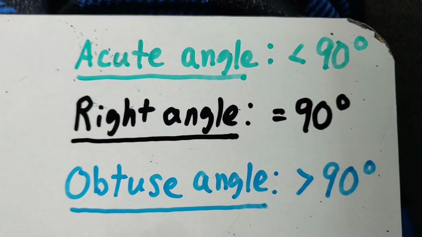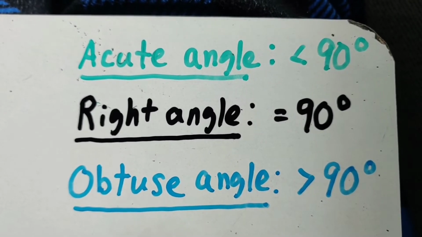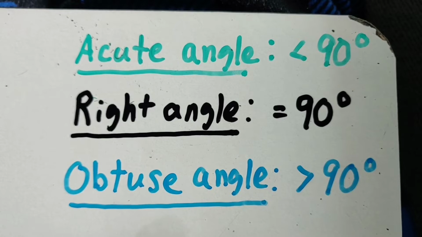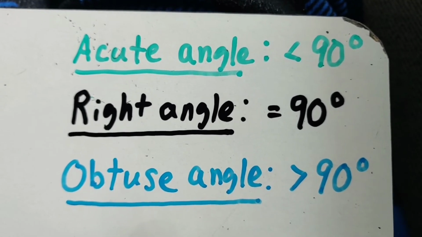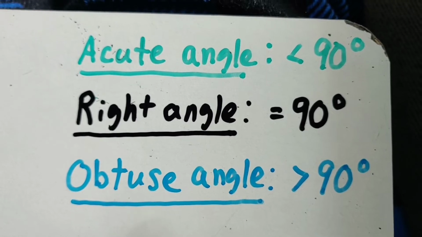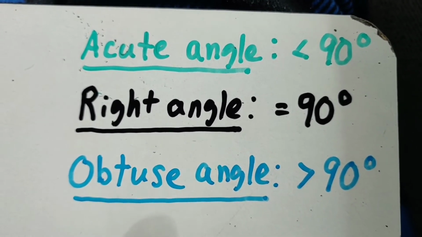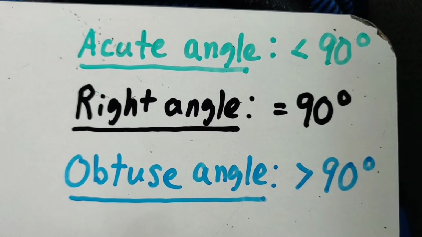There's two more types of angles that I want to mention. One of them is an acute angle, and that's an angle that's less than 90 degrees, so less than a right angle. And the other one's an obtuse angle, and that's one that's greater than 90 degrees.